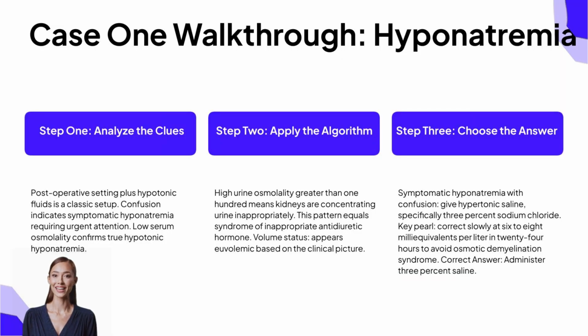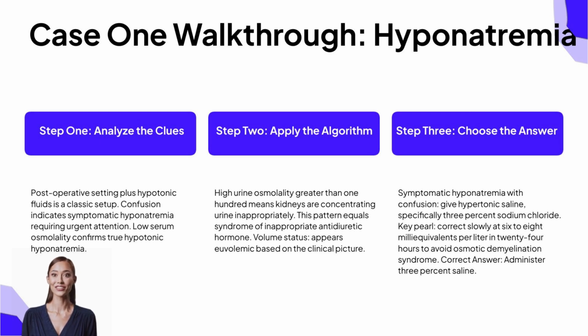Let us analyze this case step by step. First, the clues. Post-operative setting plus hypertonic fluids is a classic setup for hyponatremia. The confusion tells us this is symptomatic and needs urgent treatment. The low serum osmolality confirms true hypotonic hyponatremia. Second, apply the algorithm. High urine osmolality, greater than 100, means the kidneys are inappropriately concentrating urine. This is the pattern for syndrome of inappropriate antidiuretic hormone.